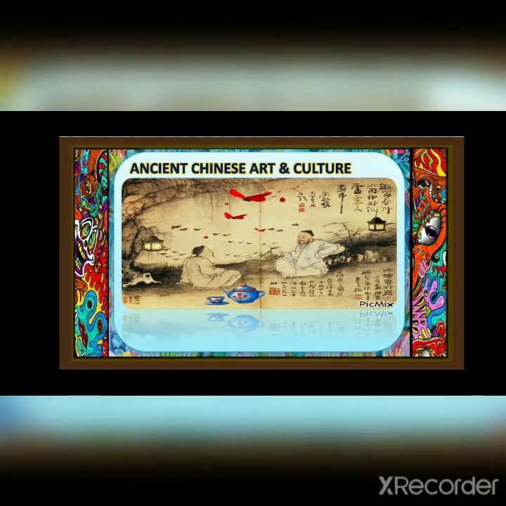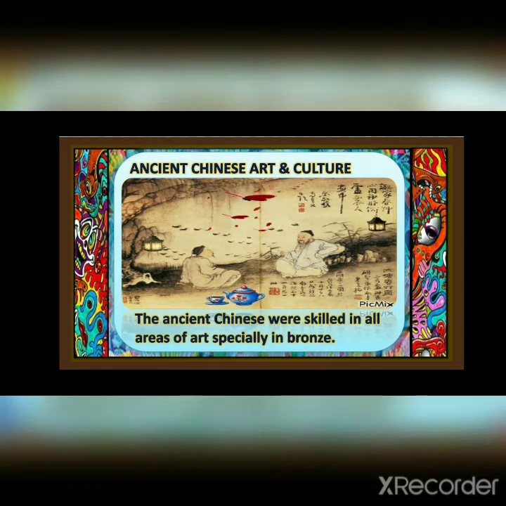Next is the ancient Chinese art and their culture. The story of China is divided into periods known as dynasties, or ruling classes. The Shang dynasty began around 1766 years before Christ. The ancient Chinese were skilled in all areas of art, especially in bronze.